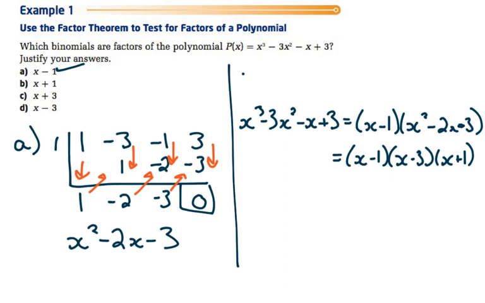So going back to the list, B was x plus 1. Yes, that is a factor. C is x plus 3. That doesn't appear, so no, it is not. And D, x minus 3, is a factor.